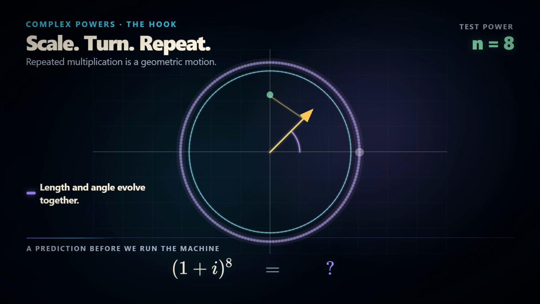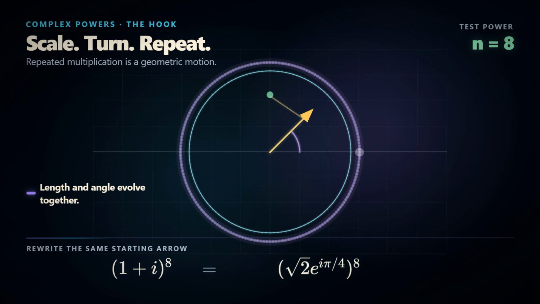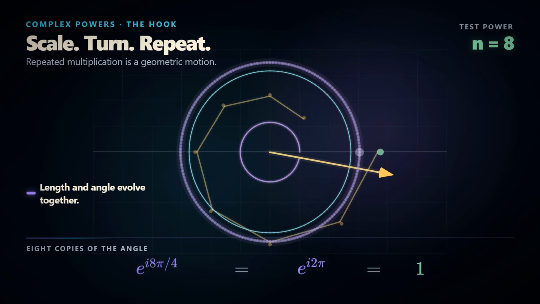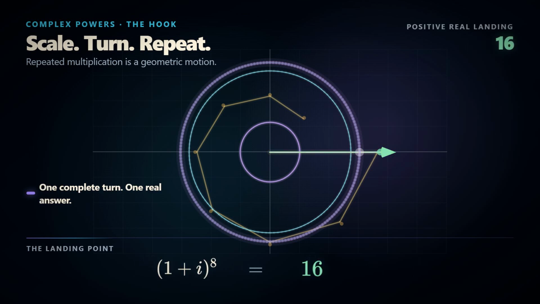Test the machine on 1 plus i raised to the 8th power. Rewrite 1 plus i as square root of 2 times e to the i pi over 4. Scale its length 8 times. Square root of 2 to the 8 is 16. Spin its angle 8 times. 8 times pi over 4 is 2 pi. One complete turn. Land on the positive real axis. The result is 16.